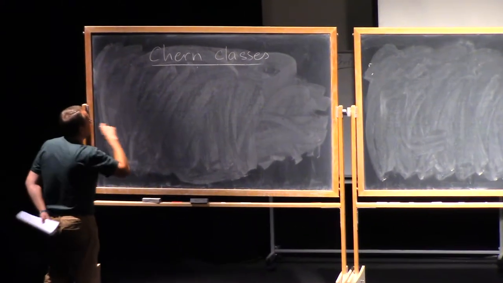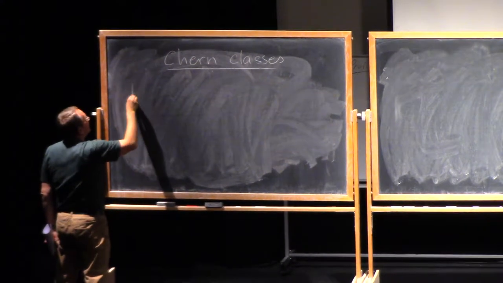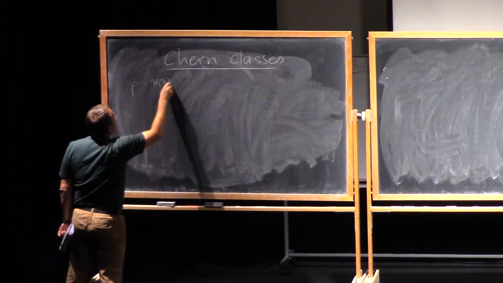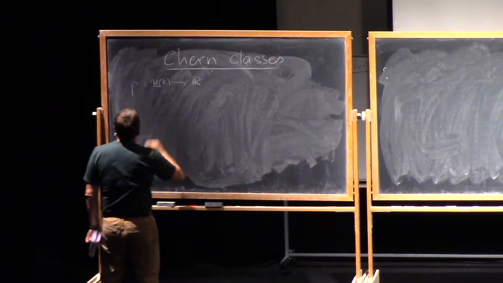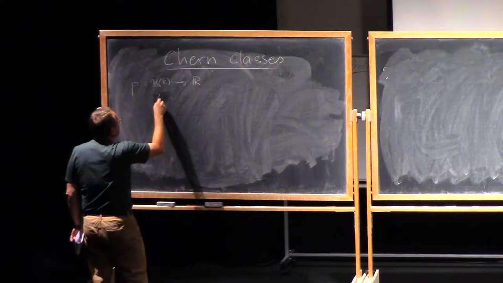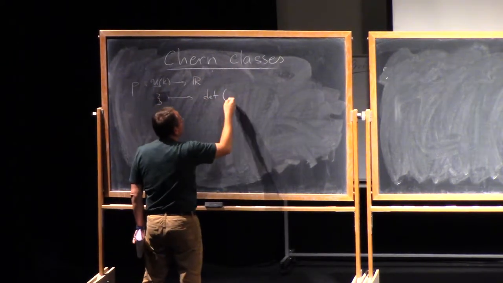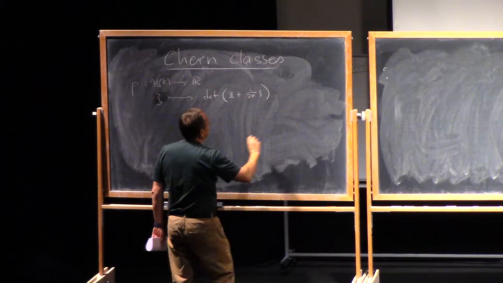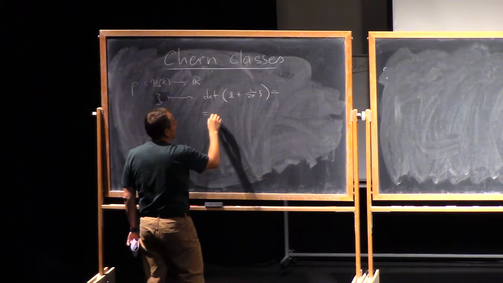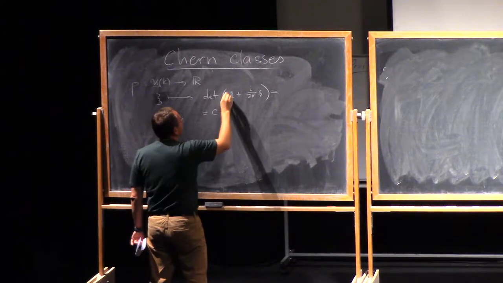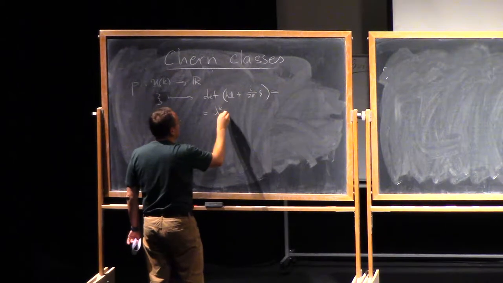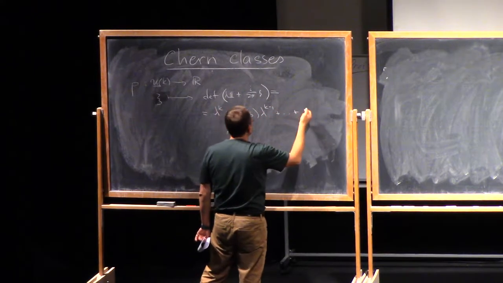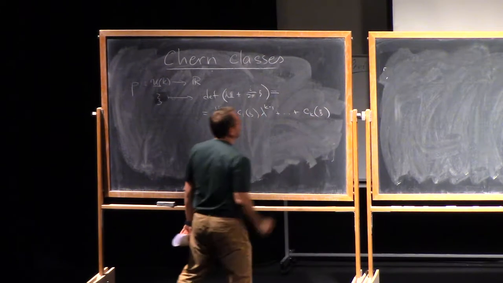In any case, I finished the last lecture with the Chern classes, and first we defined an invariant polynomial for the Lie algebra u(k) into R. This maps Xi to the determinant, essentially of 1 plus i over 2 pi Xi. We have written this as lambda to the power k plus C1 of Xi lambda to the power k minus 1, plus, and so on, Ck of Xi.